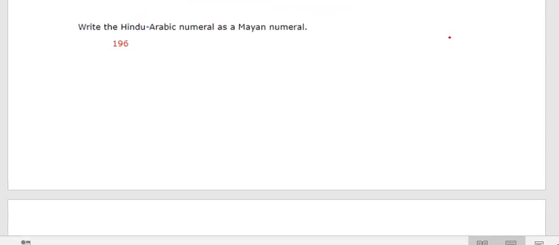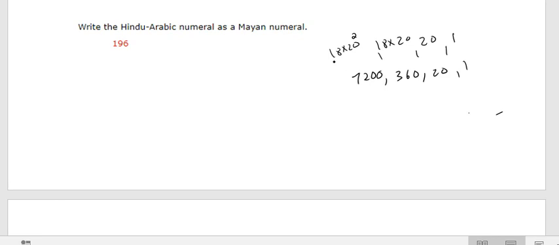Okay, the next one. Now we want to write it as a Mayan. So first we're going to write the place values 1, 20, 18 times 20, 18 times 20 squared, and so on. So this is 1, 20, 18 times 20 is actually 360. So I can write 360. And 20 squared times 18 is 7,200. And this keeps going on forever.